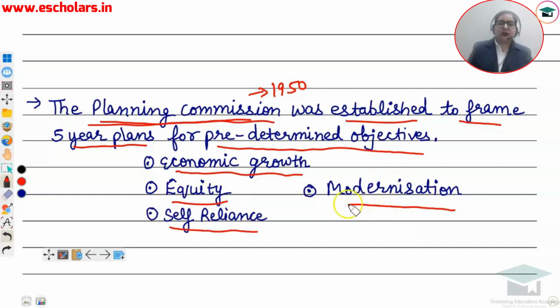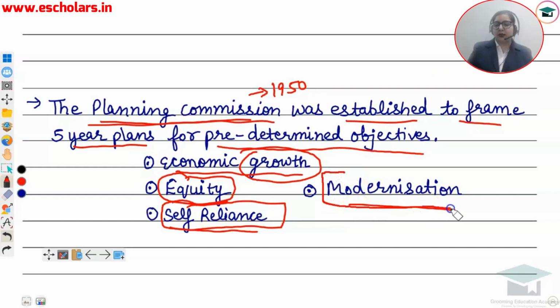So basically, we Indians wanted to grow our economy at a high rate and to bring equity in the economy, that is to reduce the inequalities of income and wealth in the economy. Next, we wanted to become self-reliant, that is we wanted to become independent. We do not want to become dependent on any country. Next, we want to modernize our economy, that is we want to use the advanced methods of production, advanced machines, tools and equipments during the production of goods and services.